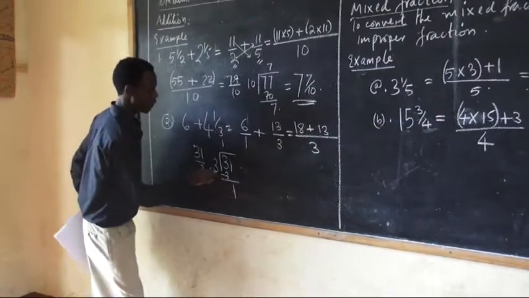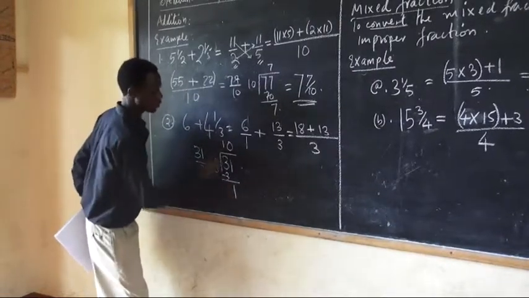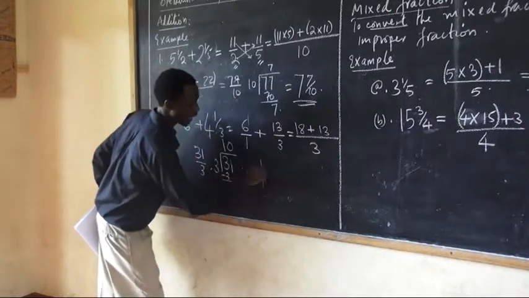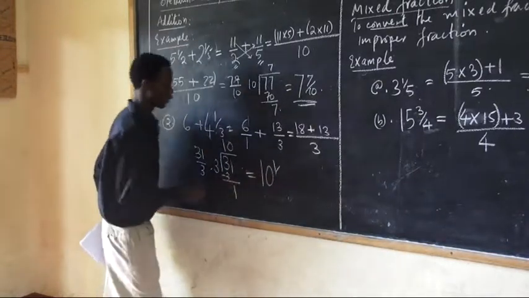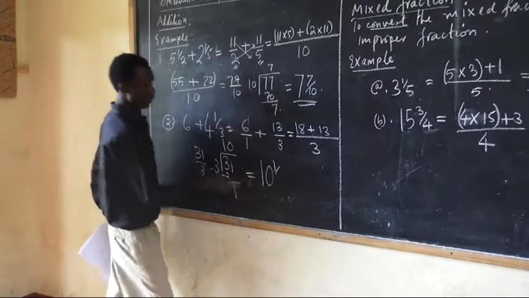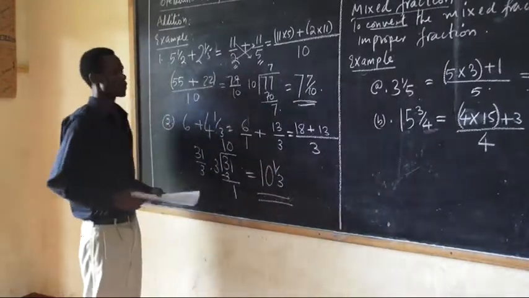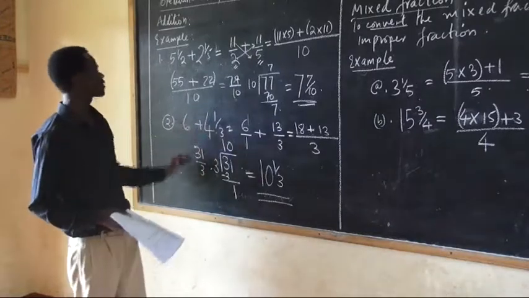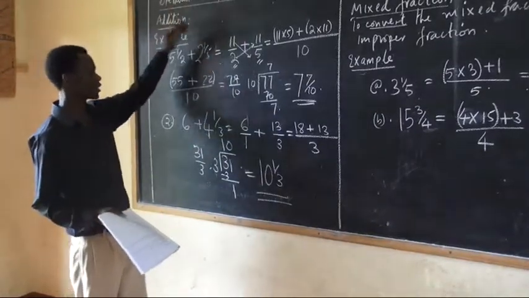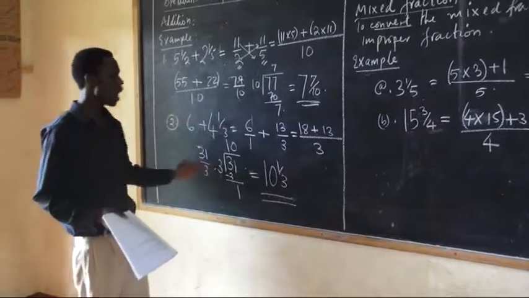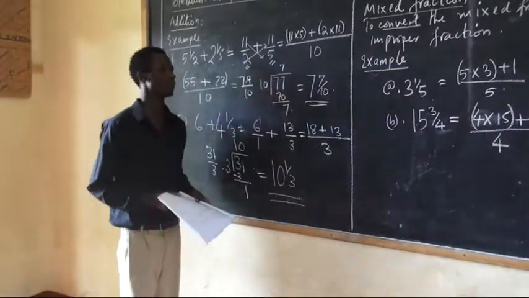Then you drop 1. 1 divided by 3 is 0 now. Which is, now we get 10. We are left with what? We are left with 1 over 3. So this is 10, 1 over 3. So this is how we do the questions, the operations in addition.